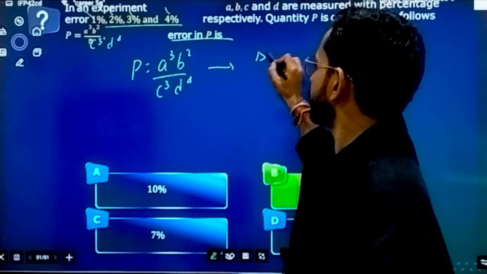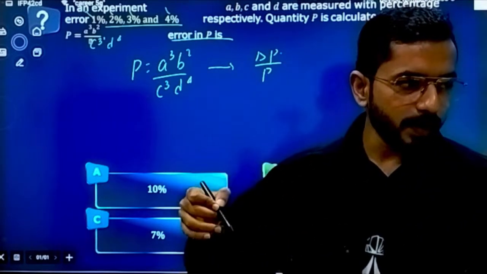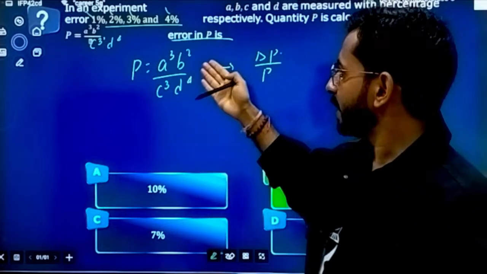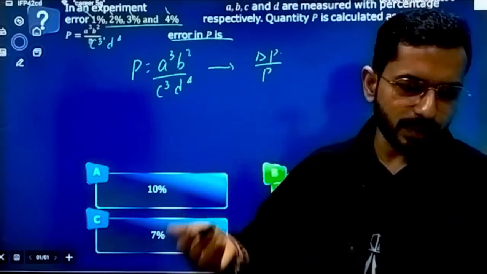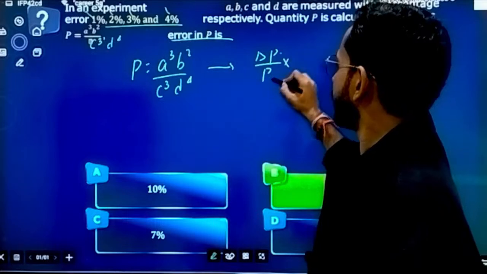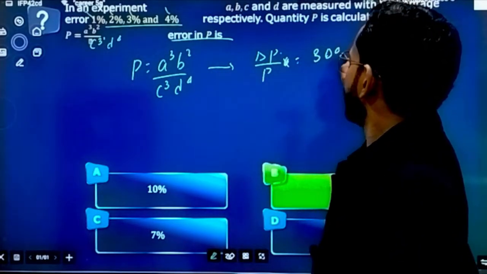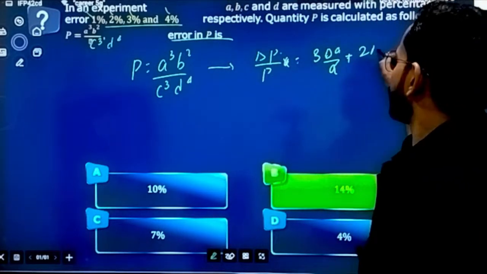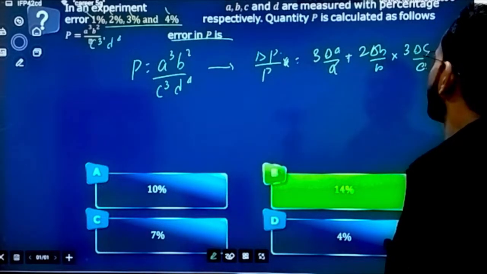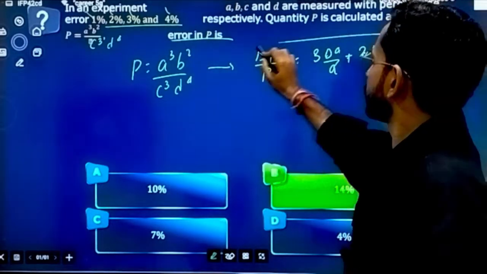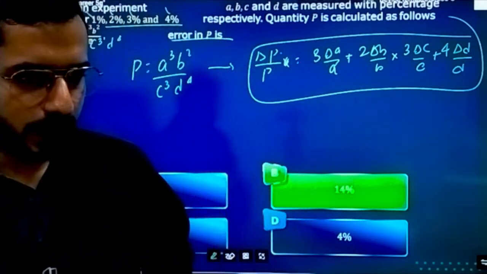Firstly, write the percentage change delta p by p. And now you will say, sir, multiplied by 100, but I will not do that because 100 is common. If I am writing the percentage error for a also, I have to multiply it by 100, so all those 100s are eventually going to cancel. So I will simply write the errors only. I will write delta p by p is equal to 3 times delta a by a plus 2 times delta b by b plus 3 times delta c by c plus 4 times delta d by d. That's it. That is my complete error. Simple, clear?